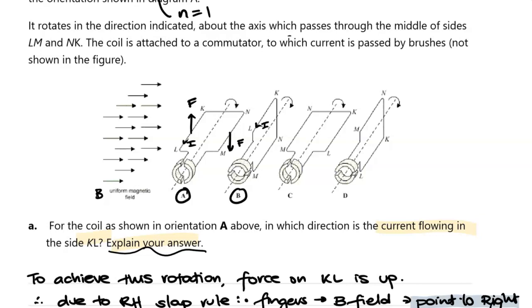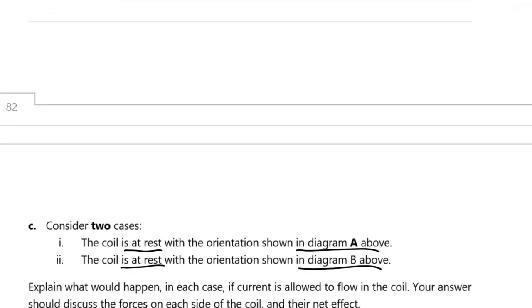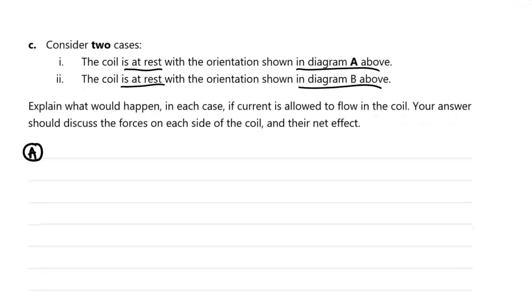In that case, if we apply our right-hand slap rule, we're going to have a force upwards again on KL and force downwards on MN. And that's not going to be able to produce a turning force at all because we've got 0 torque going on there. The forces are not always going to be trying to expand out the ring like that. It depends on the orientation of the magnetic field and the orientation of the current through it. So let's go back to that question and let's talk about what happens in either case.